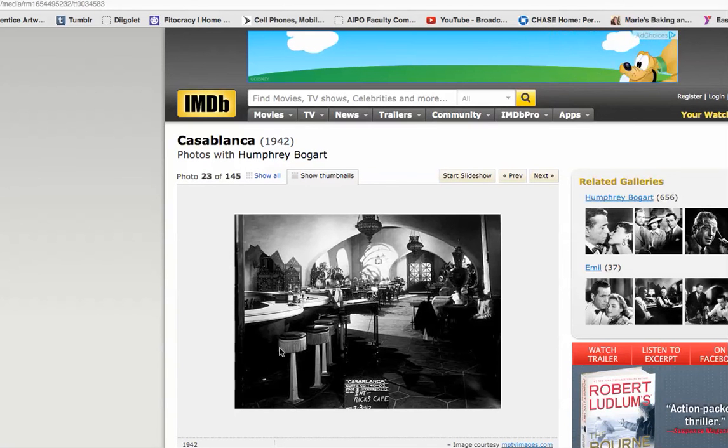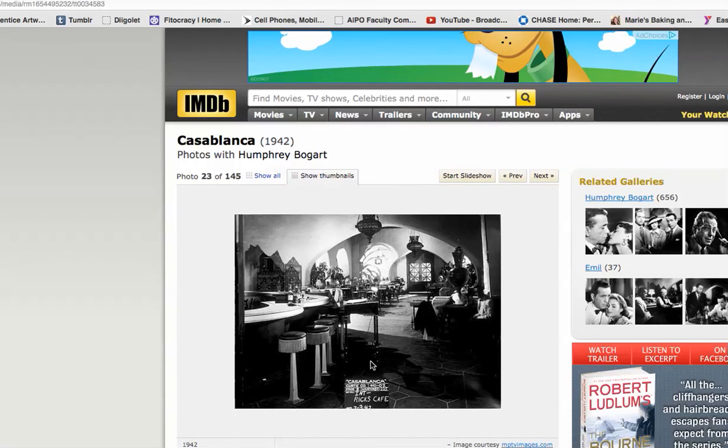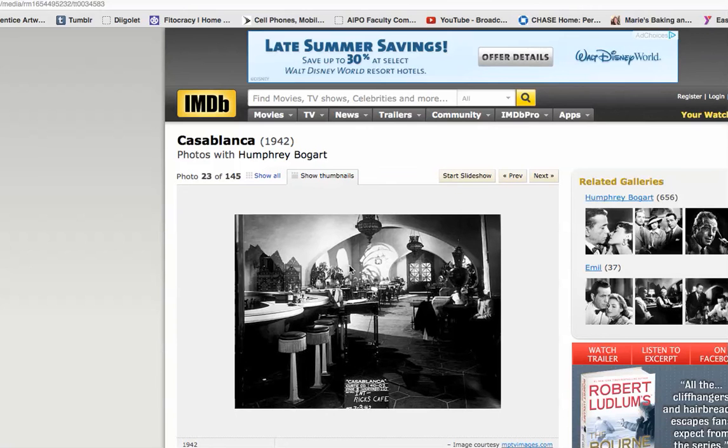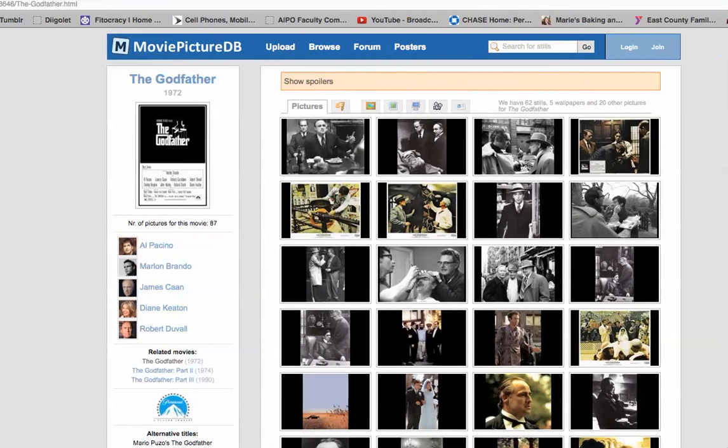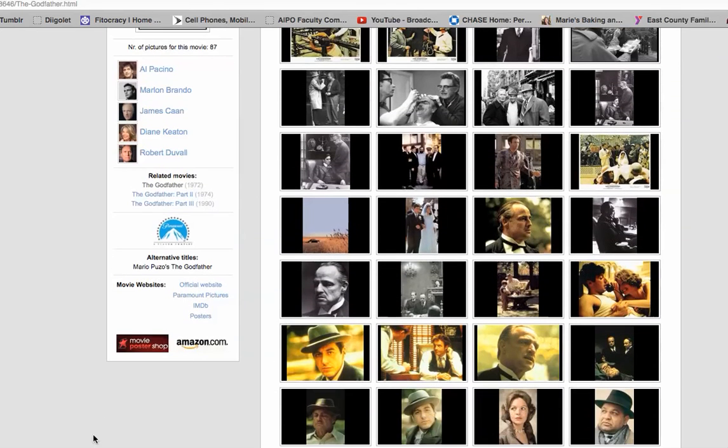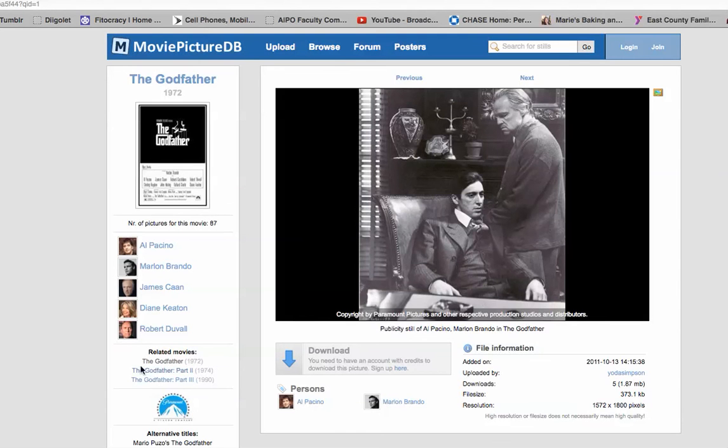Just another example of scale here. The foreground bar going way, way back. The shadows, the hanging lamps. And finally, here's an interesting site. I looked for Godfather movie stills, the moviepicturedb.com. Again, you can look through some of these. Some of these look like on-the-set shots, but you can get some ideas of framing, composition, etc.